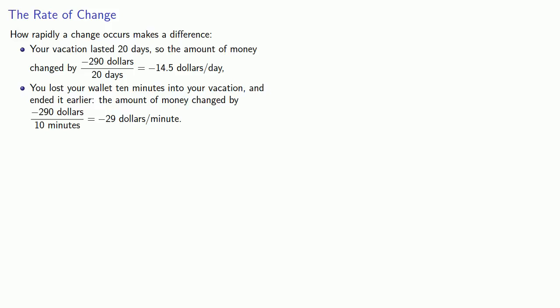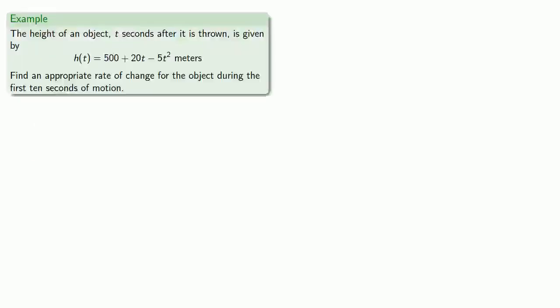Because these amounts represent a ratio of two changes, the amount of money and the amount of time, we call it a rate of change. Well, let's take a look at an example with an actual function. Suppose the height of an object, t seconds after it is thrown, is given by some function. Let's find the rate of change of the object during the first 10 seconds of motion.